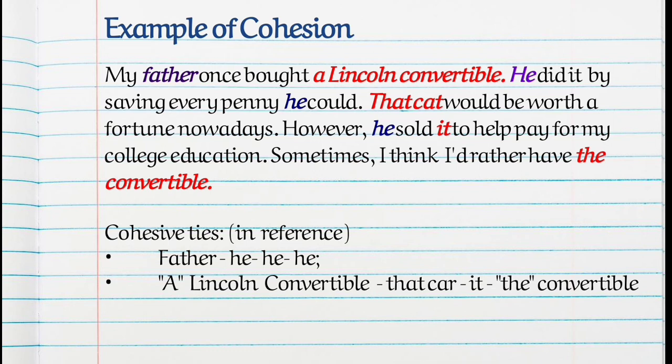So as you can see in this example, there are words that were highlighted violet, and there are some words highlighted red. As you can observe, there are various cohesive ties used in this text, particularly in reference and inference. For example, the word father, which is a noun, and there is also the pronoun he that was used here 3 times. And also Lincoln convertible, that car, it, and the convertible. So these are examples of cohesive ties in inference.